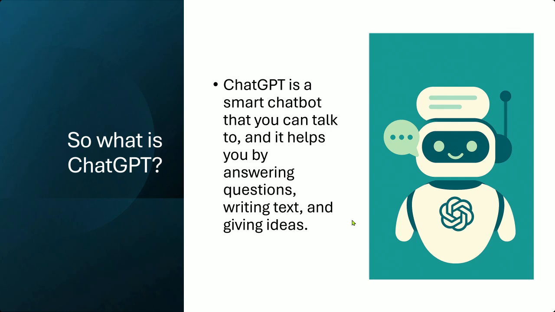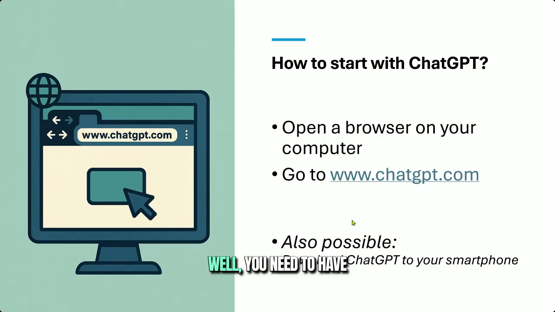To get started, what do we need to do? Well, you need to have access to the internet, and you should have some sort of device. It is possible to do it on your computer, but if you do have a smartphone or iPad or something like that, you can also download the ChatGPT app to your smartphone. So you can do that through the App Store, you can do that through the Google Play Store, and so on. But today, I'm just going to show you how to do it on your computer.